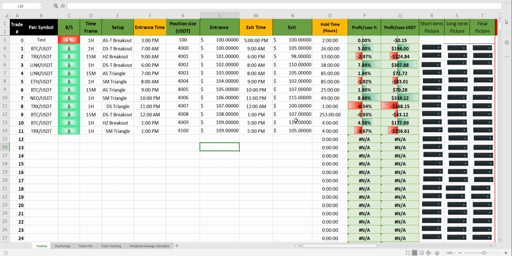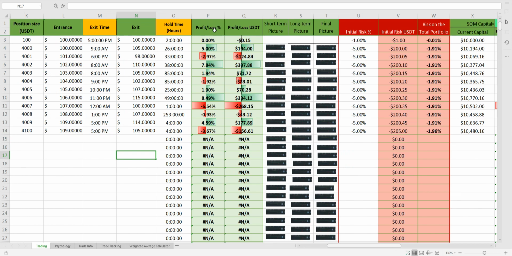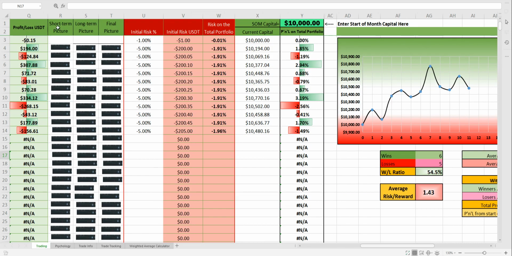So you've got your entrance and exit, really simple. Exit time is the exact same thing. You've got your date, so you know the hold time, how long you've held it. You've got your P&L, which is the profit and loss in terms of the percentage, how much you lost on the actual chart on an entry to exit basis, and then your profit and loss in terms of the value you lost. And then you have your short-term pic and long-term pic.